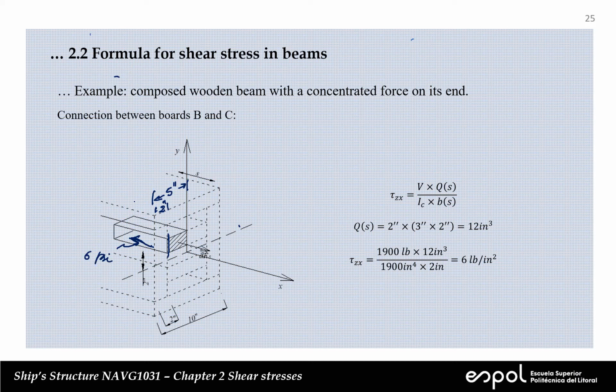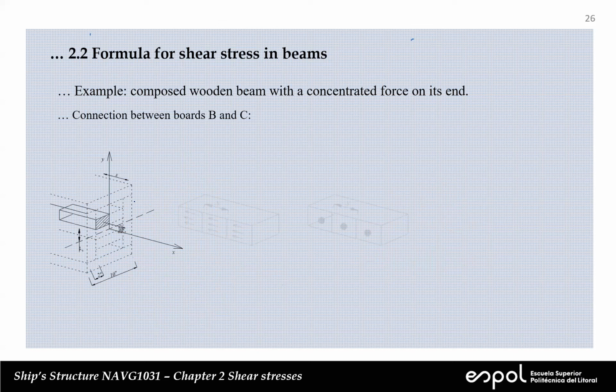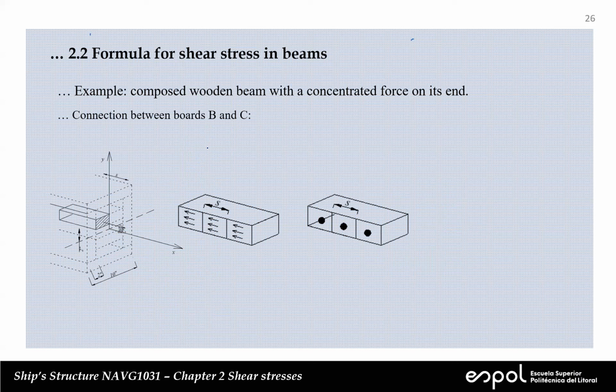Okay, now let's calculate the spacing between nails. And let's suppose that we're going to be using the same nails. Okay, so this is the situation. Okay, originally, this is the board C. Okay, or half the board C. This is board C. So this is the shear stress that we just determined, which is 6. So this is 6 psi. So this is a continuous distribution.